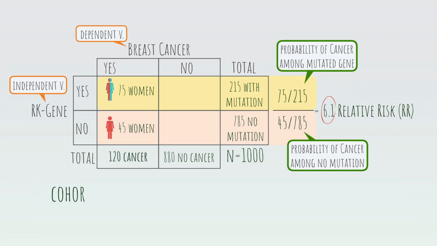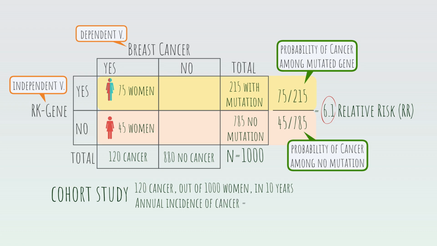Additionally, since these findings come from a cohort study, with 120 out of 1,000 women developing cancer over 10 years, we can calculate the annual incidence of cancer by dividing 120 by 1,000, and then by 10. This gives an incidence rate of 0.012, or 1.2% per year.